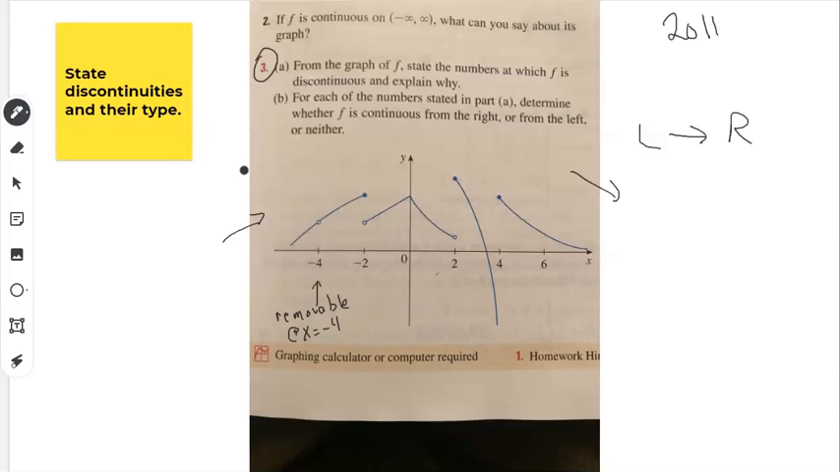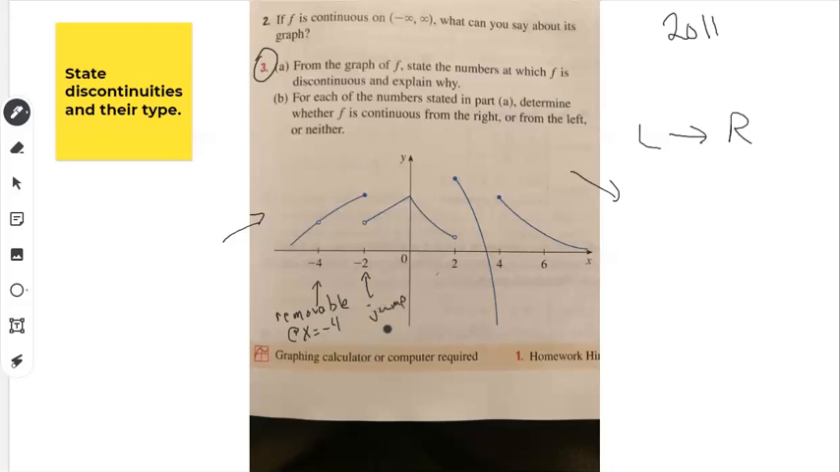And then what about at -2? That's the next discontinuity we run into. What type of discontinuity is this? I'm coming in from the left, I stop at this point, and then I jump down to here, and then I keep on going. What type of discontinuity would that be? Would it be removable? Would it be jump? Or would it be infinite? It would be jump.